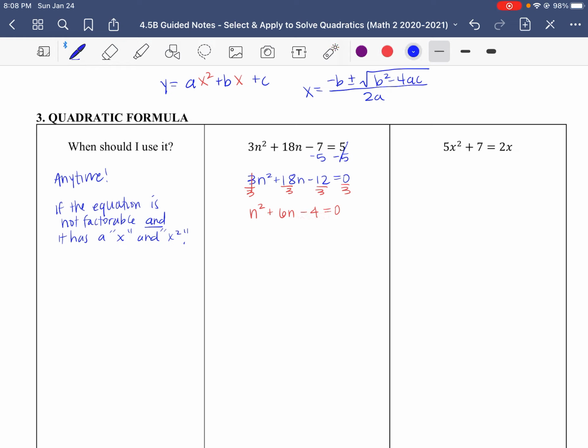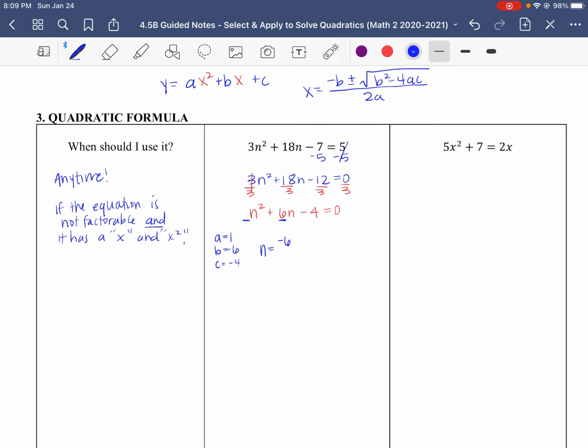So we go ahead and identify our a value. Now the a value again is the number out front of the n squared term. So in this case it's just a 1. The b value is in front of the n term, so that would be 6. And the c value there would be negative 4. So in this case, we're going to solve for n using the formula. So we're just plugging the values into this formula here, and then we'll simplify.